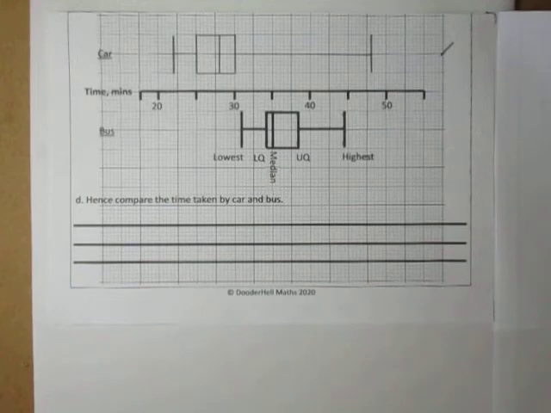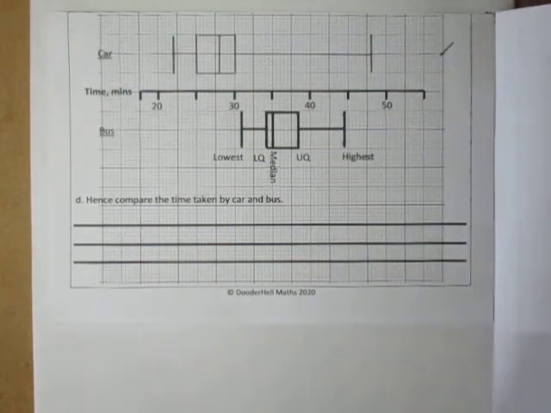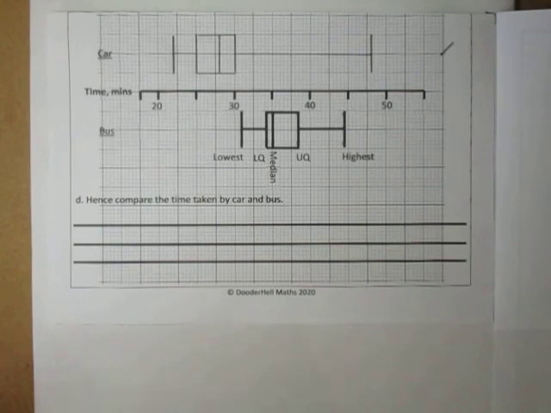And you'll remember from previous lessons that if we do want to make a comparison, we have to have a measure of location compared and a measure of spread. And a measure of location represents an average. So if I look at the medians, I can see that on average the car is significantly quicker than the bus. In fact, on average it's 8 minutes quicker. So that would be the first comparison that I could make.